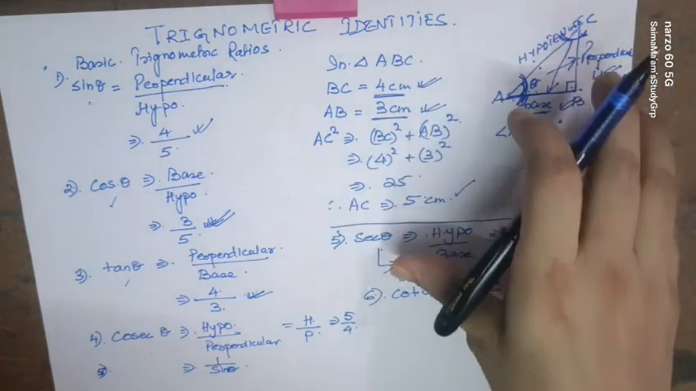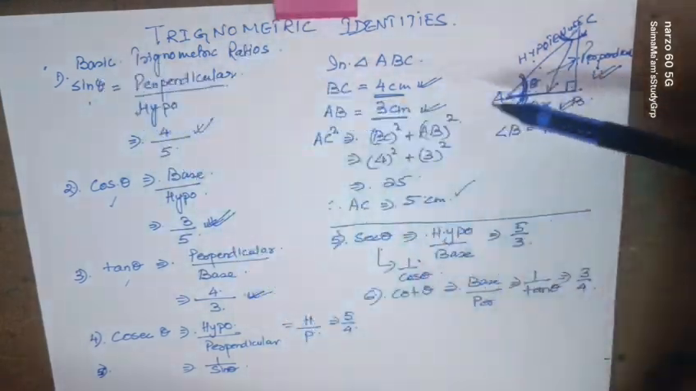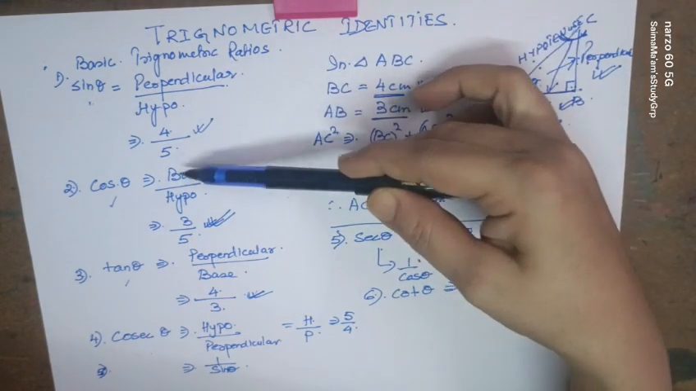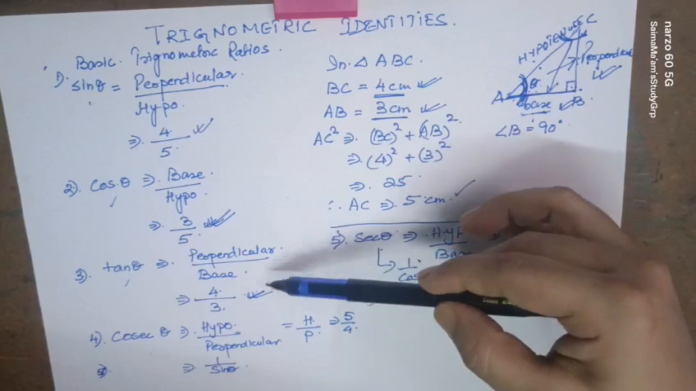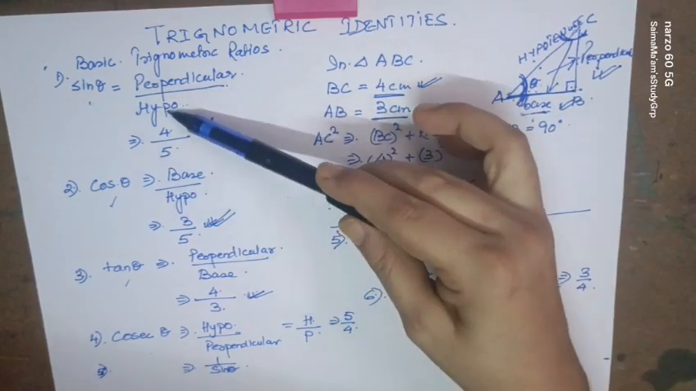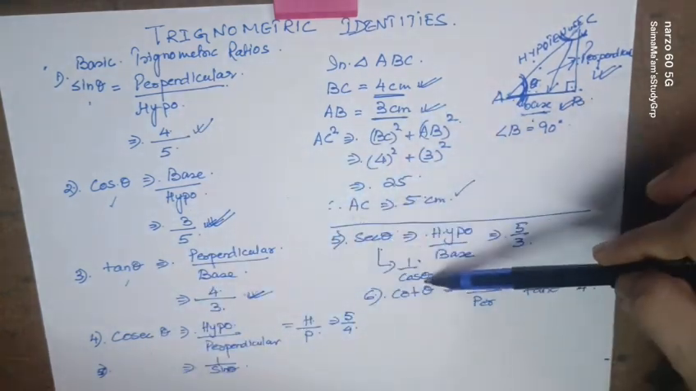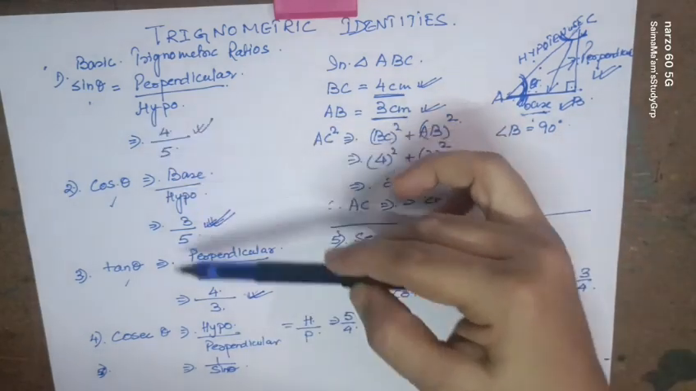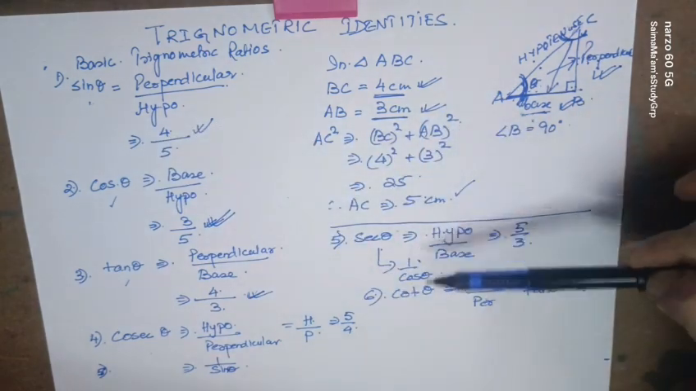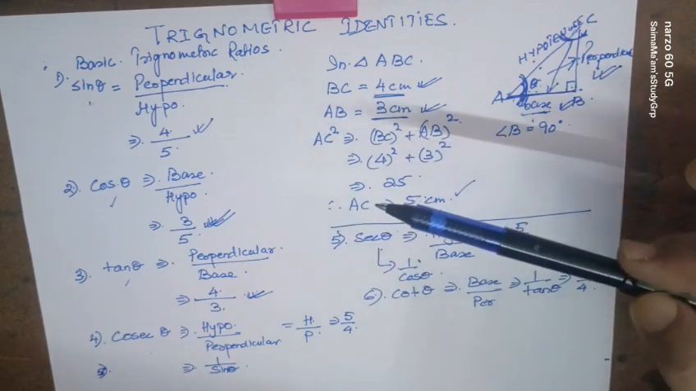Now we define the trigonometric ratios. The first one is sine theta, which is perpendicular by hypotenuse, cos theta, which is base by hypotenuse, tan theta, which is perpendicular by base. These are the basic ratios, and then we consider the inverse ratios, which are cosec theta, sec theta and cot theta. Cosec is the inverse of sine, sec is the inverse of cos, and cot is the inverse of tan. Alright, I hope it's clear till here. Okay.